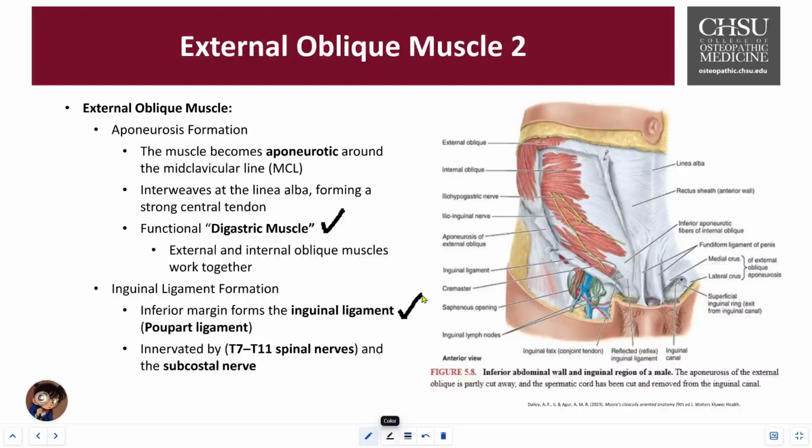Creates an important landmark. This muscle is innervated by the T7 to T11 spinal nerves, as well as the subcostal nerve. This provides essential control for core strength, respiration, as well as postural support.